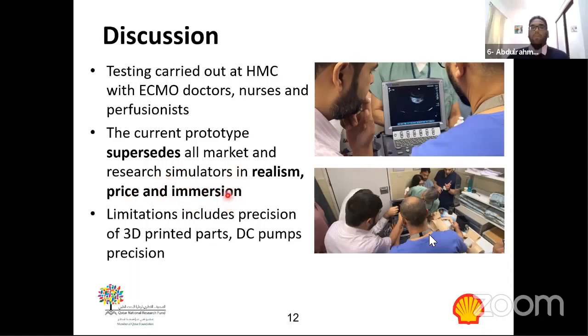Also, immersion: we want to immerse the trainee in the training and include the lecturer. Some limitations we bumped into are the 3D printed parts' precision, because our 3D printers weren't very accurate. Also, we had a problem with the DC pumps' precision.